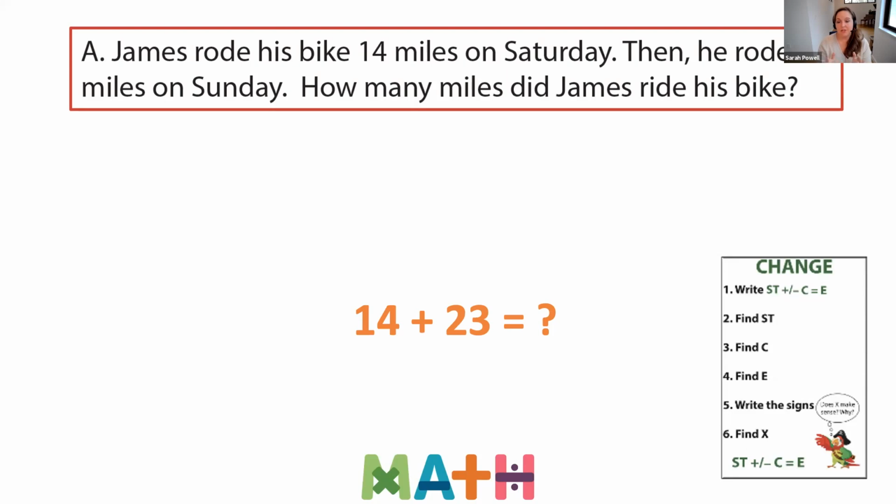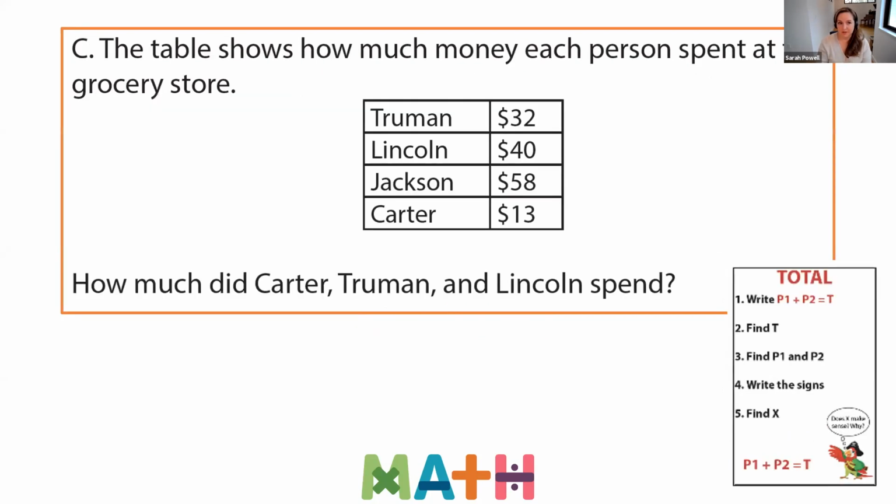But it's this equation here that represents the structure of this word problem. So we have the start amount and we see this change. There's an increase in how many miles James rode his bike. And so our job is to figure out how many miles he rode his bike across those 2 days. That's an example of a change problem.